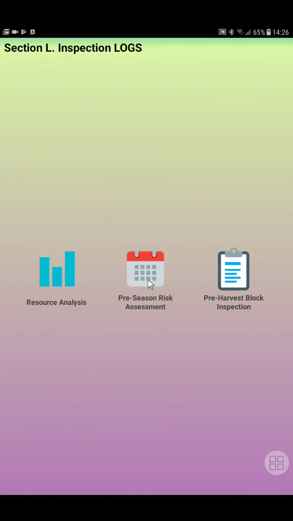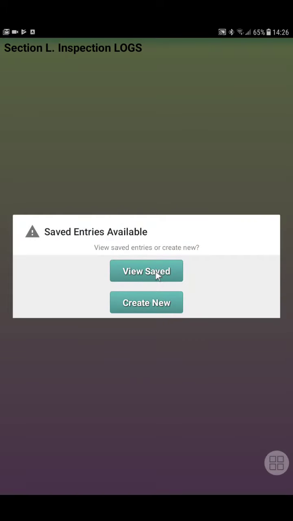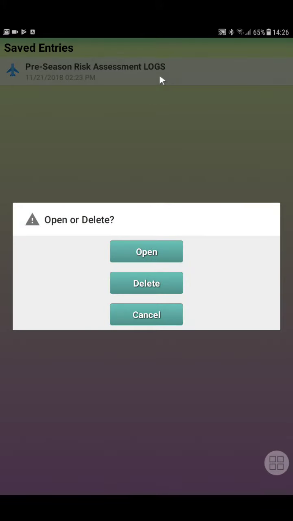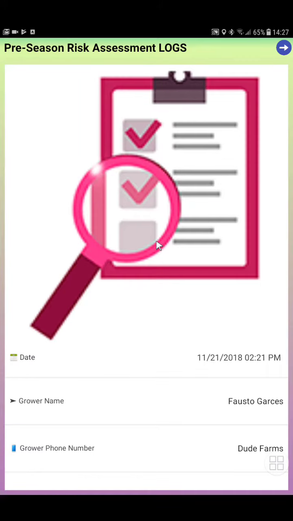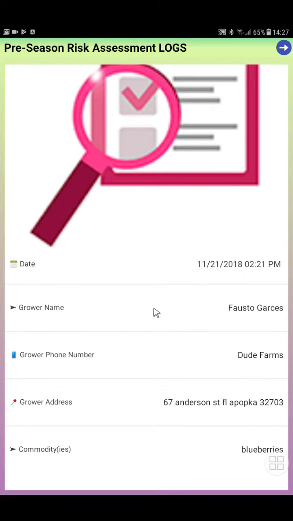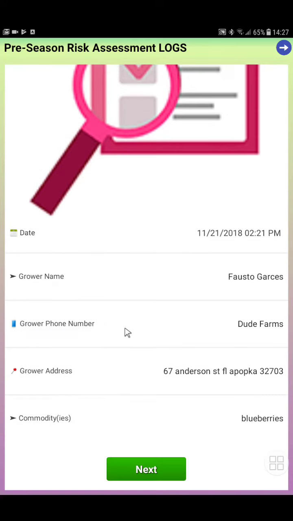Pre-season risk assessment. View save. I already start filling out this record. Open. Day and time, grower name, grower phone number, grower address, and commodity.